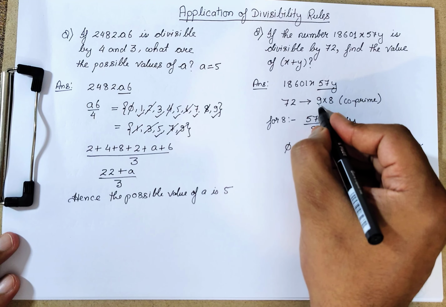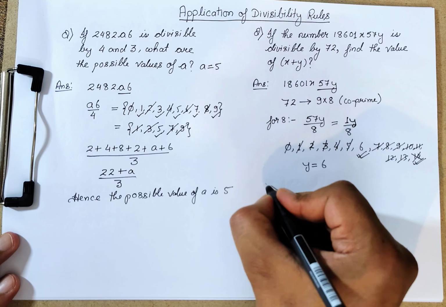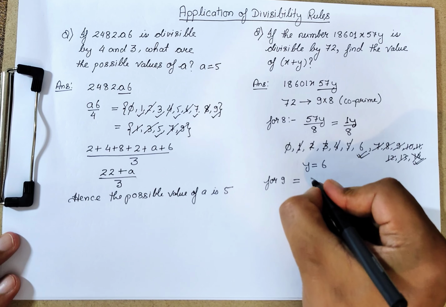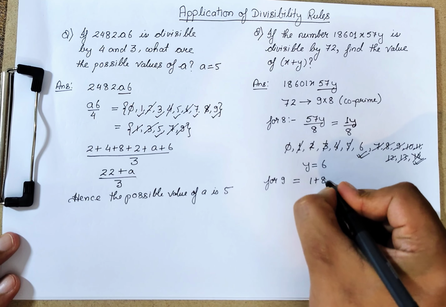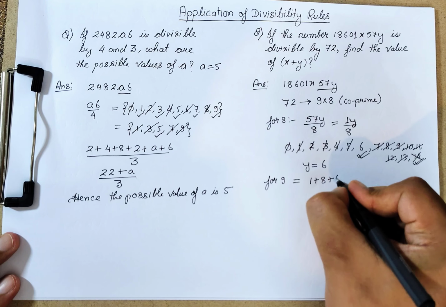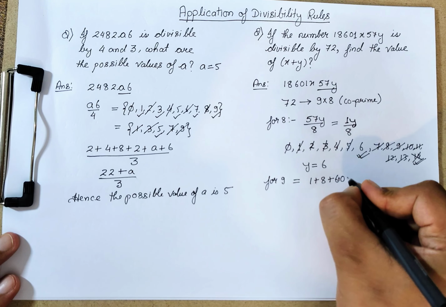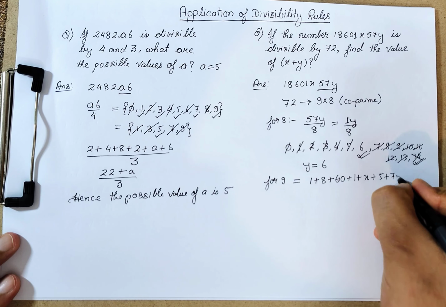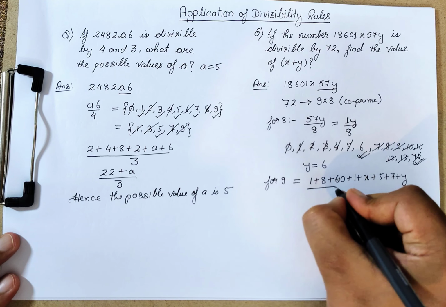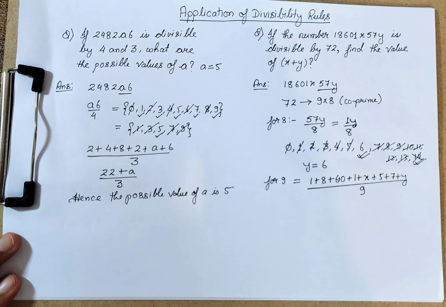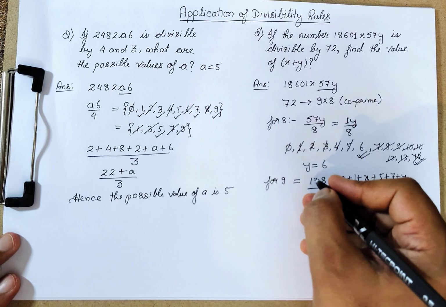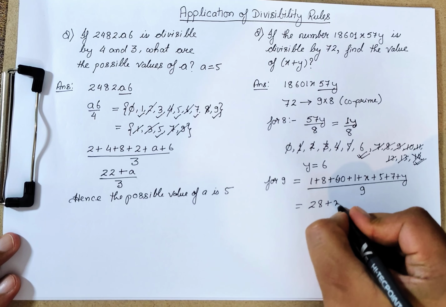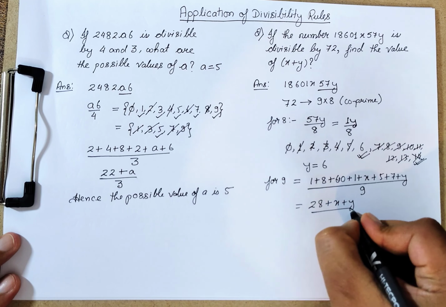Now we have broken it down into 9 into 8. So we will see for 9. So we know the divisibility rule of 9. The sum of the numbers must be divisible by 9. This number should be divisible by 9. So we can write it like 28 plus x plus y should be divisible by 9.